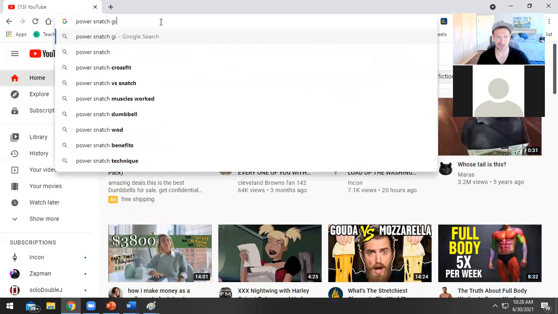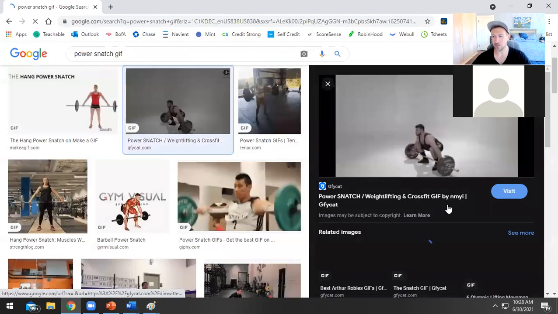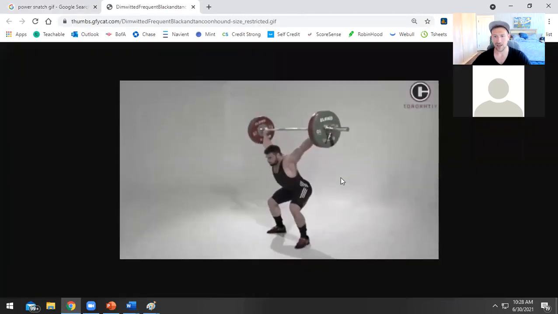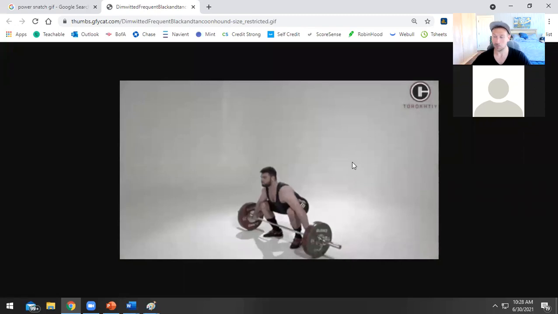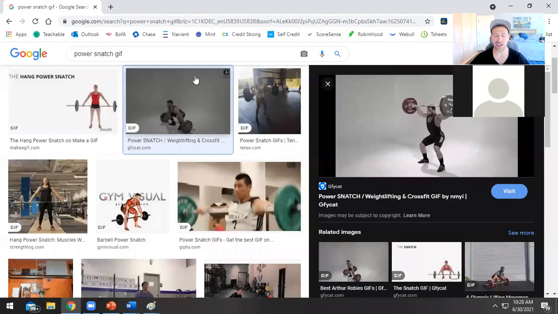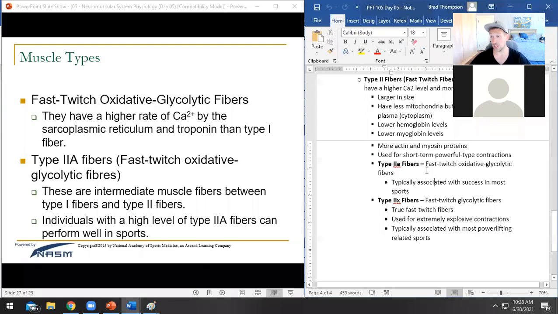Power snatch. When we think about a power lifter, their entire sport is this long. And he's done. Sport over, right? Versus sometimes you'll see an NFL player, they'll be playing maybe a 20, 25 second play.